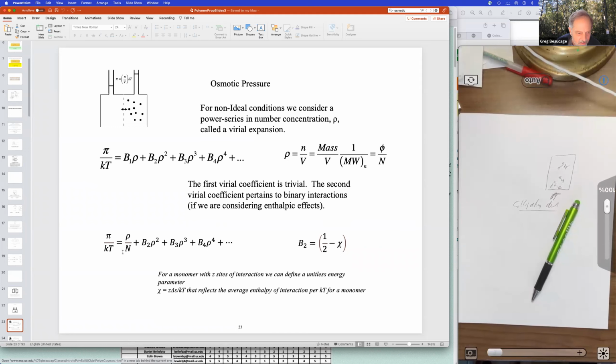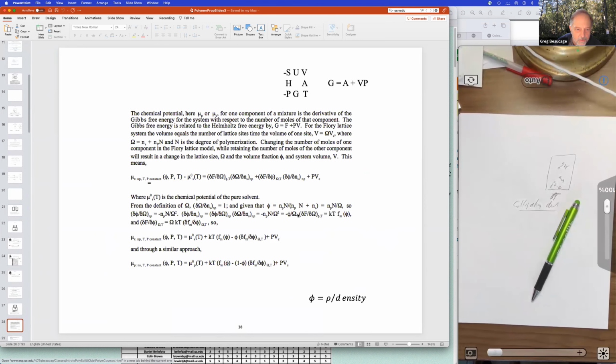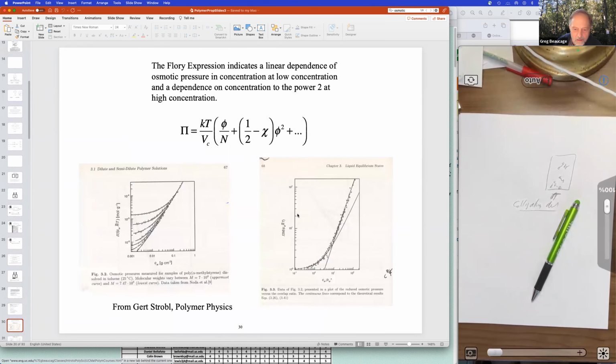So this predicts that if you plotted pi over kT, you get a straight line. So if you do a plot of pi over RT and divide by concentration, that should be flat initially. The flat part of this will give you the molecular weight, and these are for different molecular weights. You can see that shifts with molecular weight. Then the high end part should go with concentration squared if it's Gaussian chains.